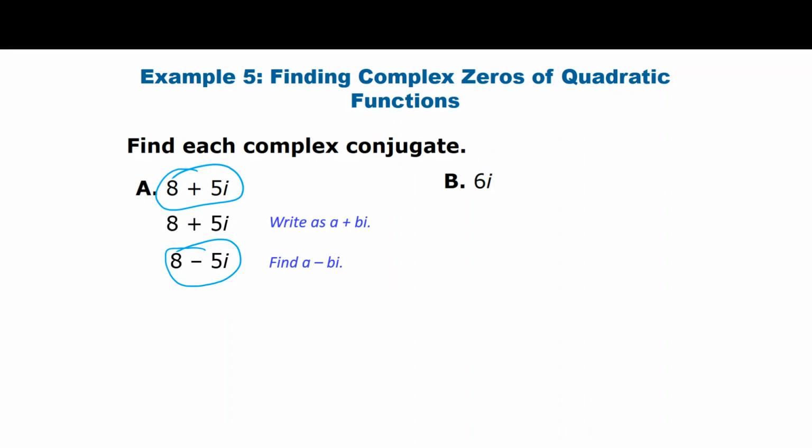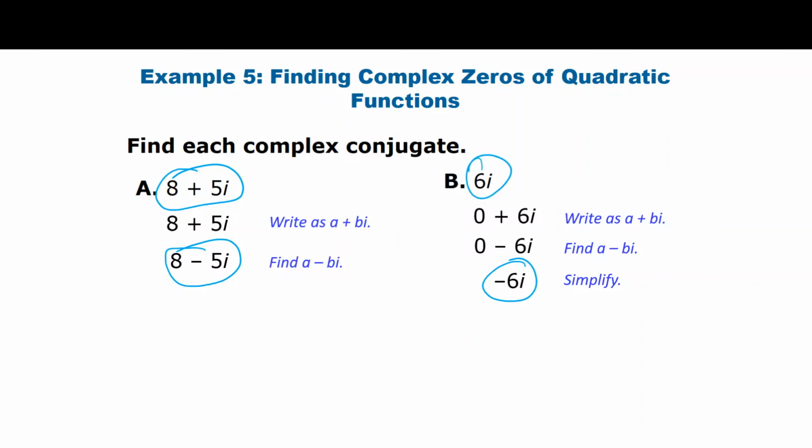Let's look at b. It's equally simple. The first thing we want to do is write it as a plus bi, and notice that I don't have an a, so I'm just going to fill in with 0. So it's 0 plus 6i. Now all I have to do is subtract instead of add. So 0 minus 6i, and simplify that, it's just negative 6i. So you can see it's really simple. We could have skipped those steps.